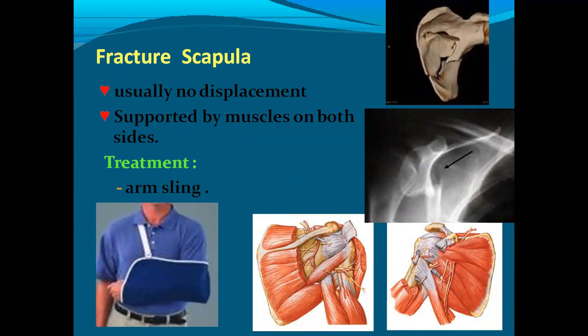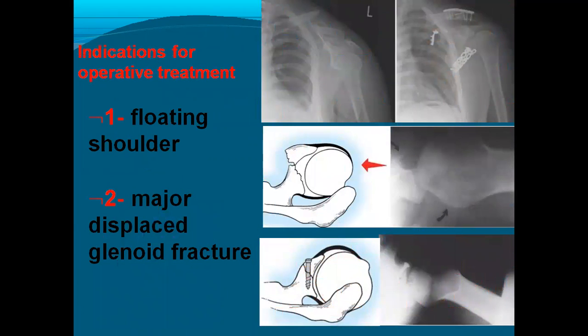Second is the fracture of the scapula. Usually there is no displacement of the scapula, as it is supported by the muscles on both sides, which prevents any displacement. Treatment is very simple. We put the arm in a sling for at least 3 weeks, depending on the severity of the fracture. The indication for operative treatment is floating shoulder.